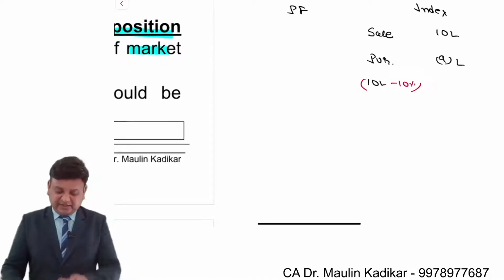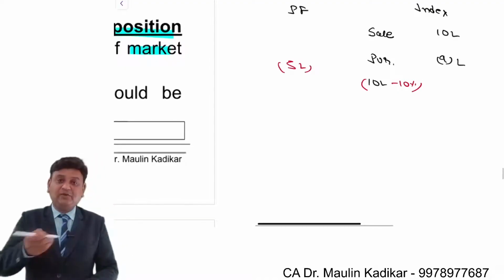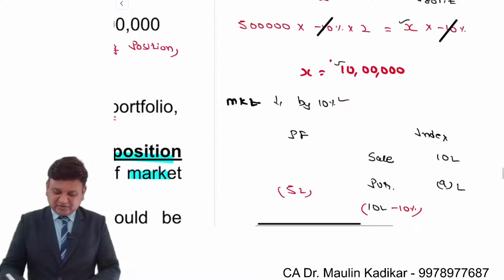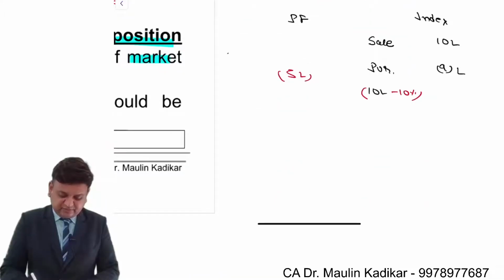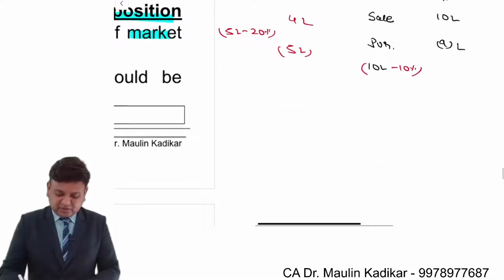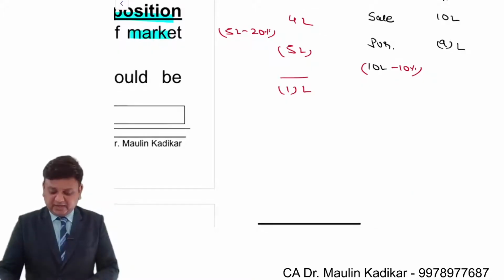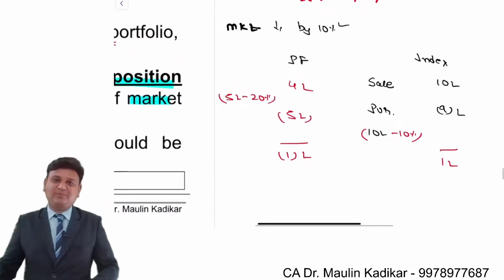Now my portfolio had a value of 5 lakhs. Now it will reduce by 20%. Why? Because we understand that the market has fallen down by 10%. So the revised value will be 5 lakhs minus 20%. So it will be 4 lakhs. So whatever the loss that I have from my existing portfolio of 1 lakh will be compensated with the profit in the index of rupees 1 lakh.